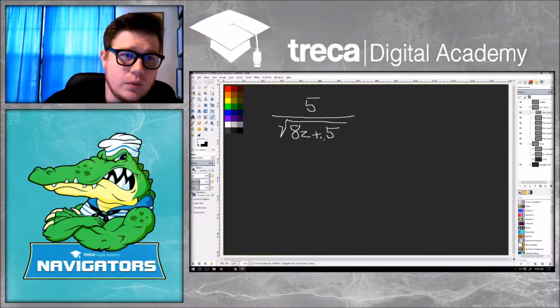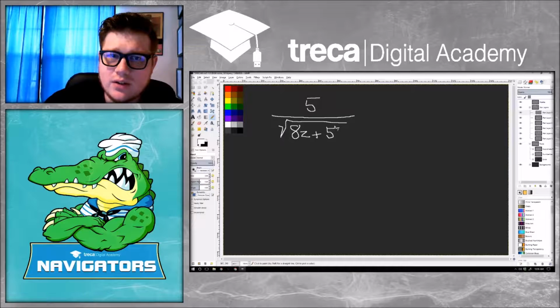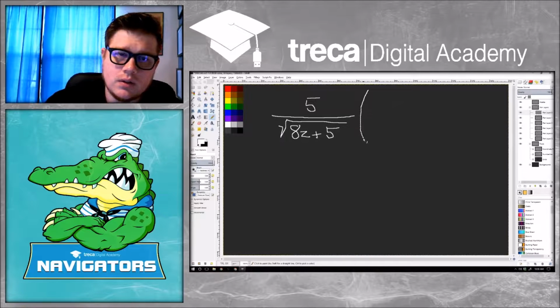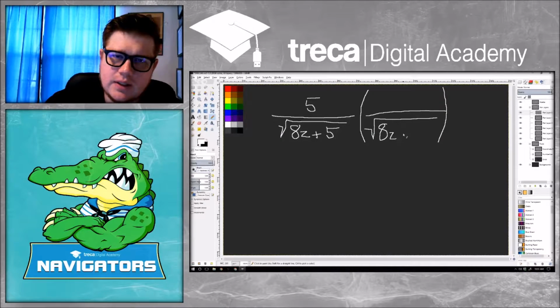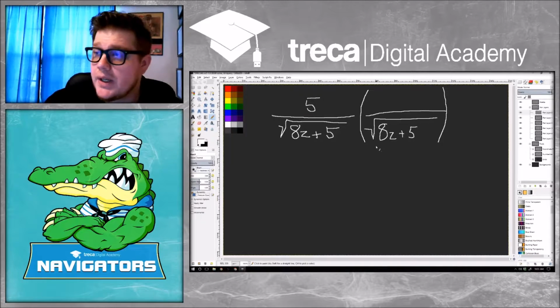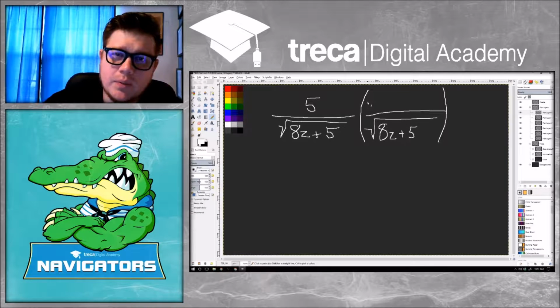Now the first thing that we know that we need to do is we need to rationalize this square root, because that's the name of the lesson. So rationalizing means that we need to basically get rid of the square root. And how can we do that? Well, if you're thinking we can square the square root, I agree. So in effect, to square the square root, you have to multiply it by itself. 8z plus 5. But because we're not allowed to change the value of this function, we can only multiply by 1. And the only way we can multiply by 1 is if our numerator and the denominator of the thing we're multiplying by is the same.